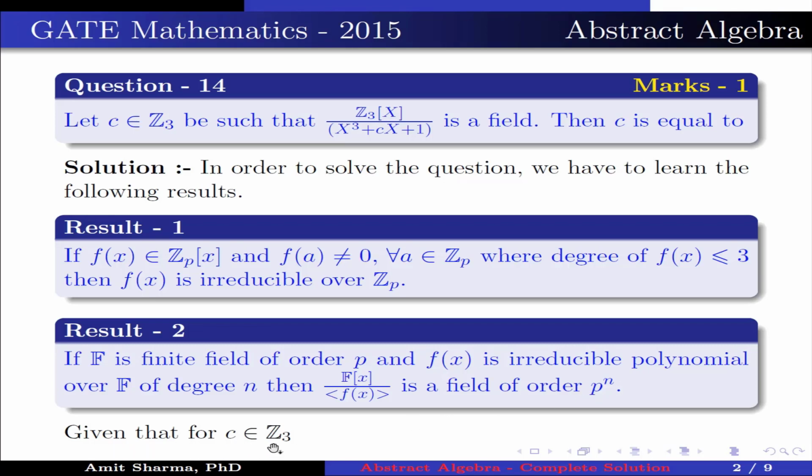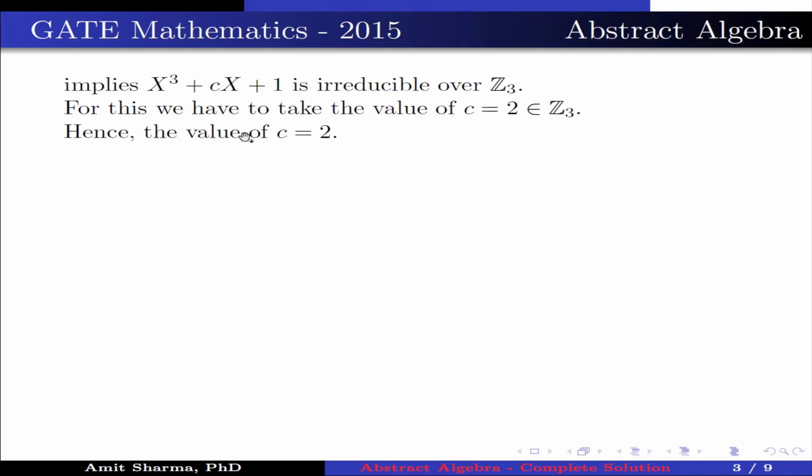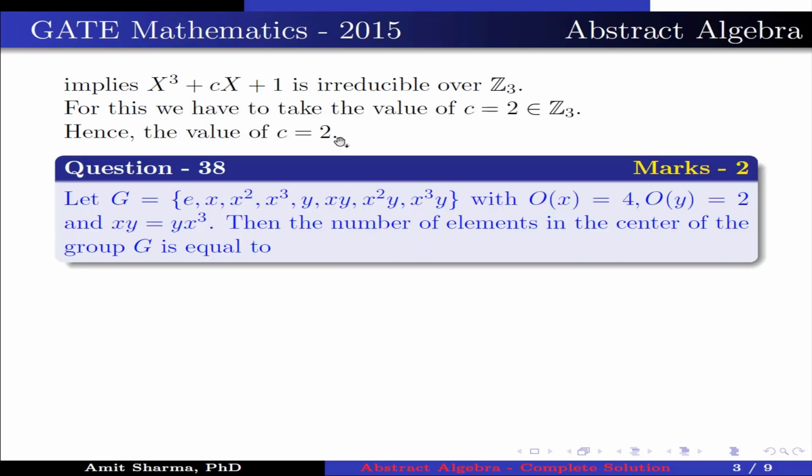Given that c belongs to Z3 such that Z3[x] divided by x cube plus cx plus 1 is a field, this implies x cube plus cx plus 1 is irreducible over Z3. For this, we have to take the value of c equal to 2, which belongs to Z3. Hence, the value of c is 2.